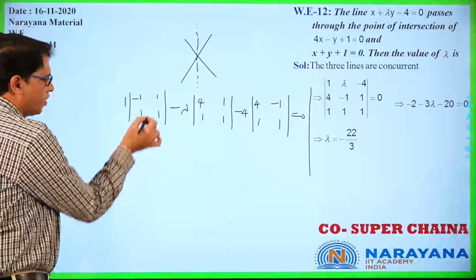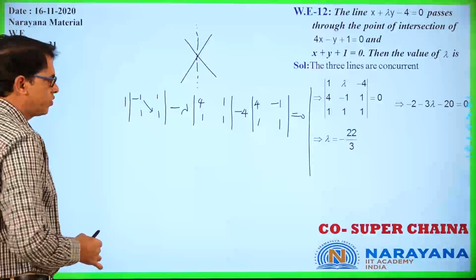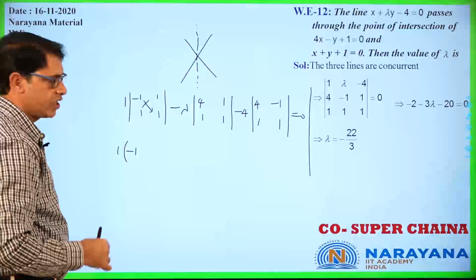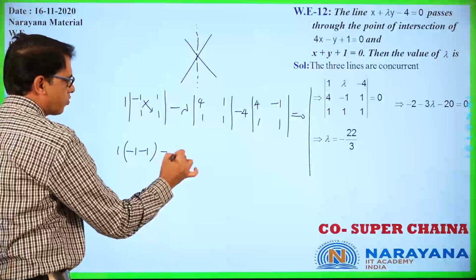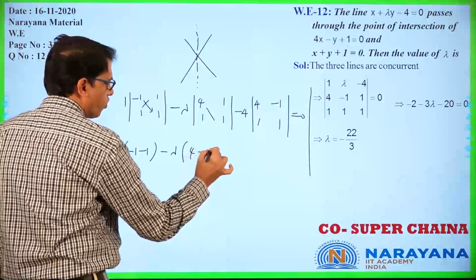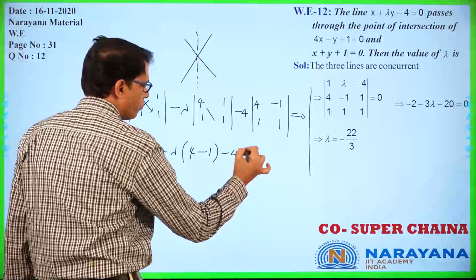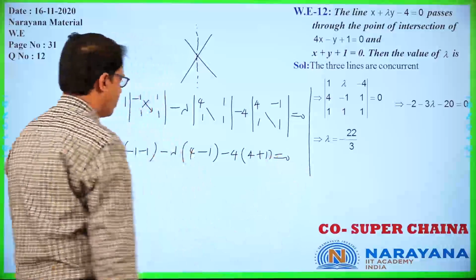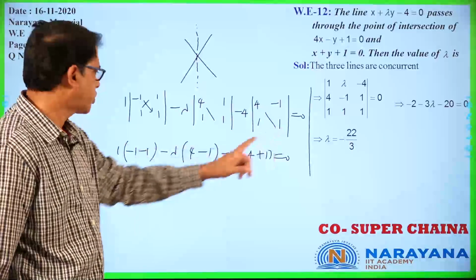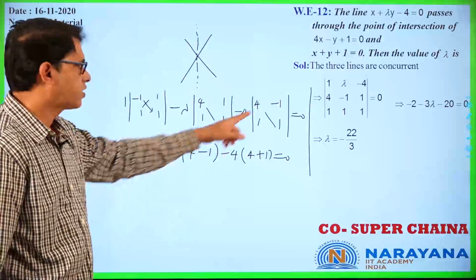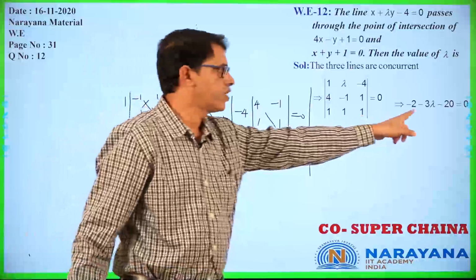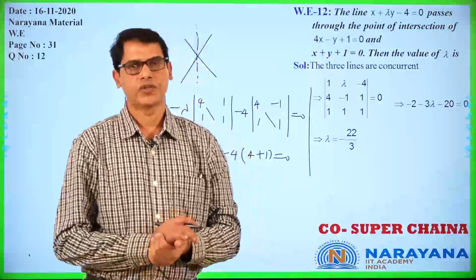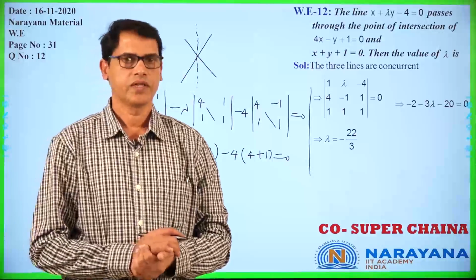If you expand this, first multiply these two: 1 into minus 1, upward symbol minus, AD minus BC. So minus 1, then minus lambda into 4 minus 1, then minus 4 into 4 plus 1 equals 0. If you simplify, you get minus 2, minus 3 lambda, minus 20 equals 0. From this, lambda equals minus 22 upon 3. Okay. Then question number 2.